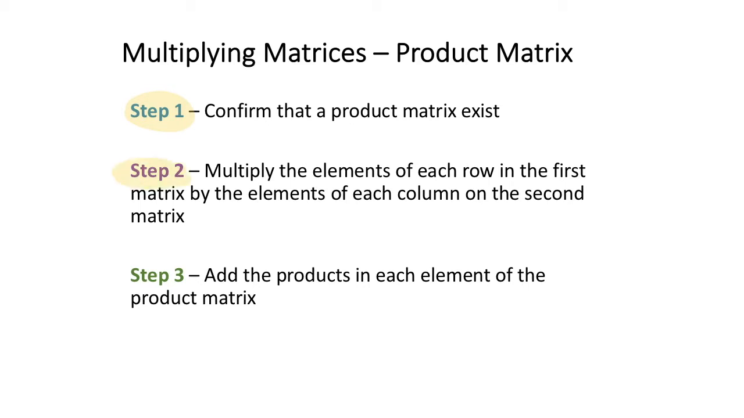Step two will be to multiply the elements of each row in the first matrix by the elements of each column in the second matrix. So that will become important when we go ahead and complete our product multiplication matrix. And step three will be to add the products of each element together to form the product matrix. So let's have a look at an example of how we can apply a product matrix multiplication.